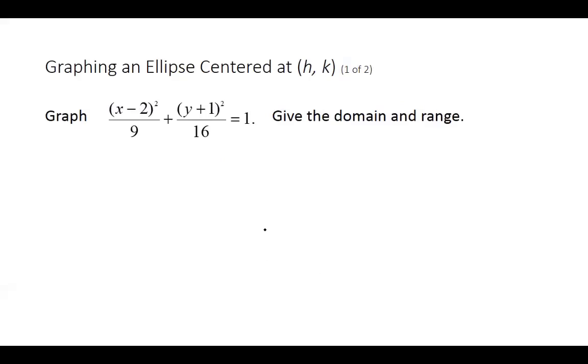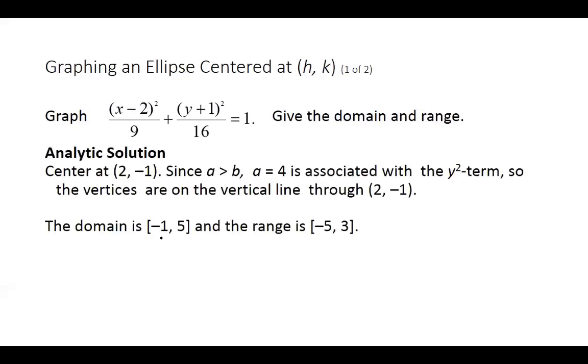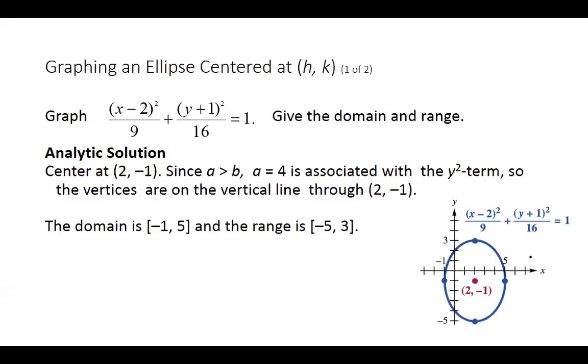Let's take a look at this example. We're going to graph this ellipse and find the range and domain. This is already in the general form, so we can easily find the center, 2 and -1. Your h is 2, your k is -1. Since a is greater than b, a is equal to 4, which is associated with the y squared term. So the vertices are on the vertical line through the point 2 and -1. You can find the domain from -1 to 5, and the range would be from -5 to 3. And we can look at the graph.